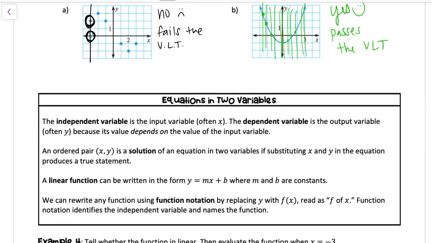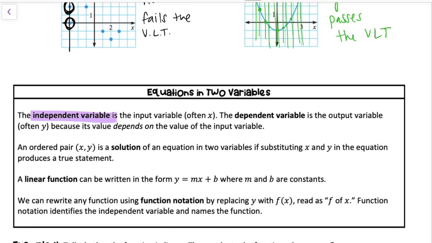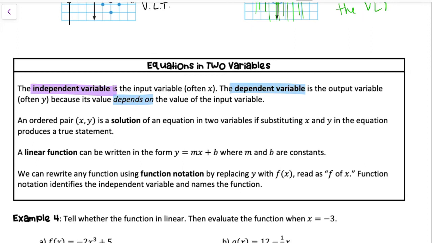And then next, when we have equations with 2 variables, our independent variable is our input variable, which is usually our x. And then our dependent variable, well, the value of your dependent variable depends on what you chose for your input. That's going to be your output variable, and it's often your y. So an ordered pair xy is a solution of an equation in 2 variables if, when you plug in x and y, you get something that's true. So in order to test whether something is a solution or not, you're just going to plug it in.